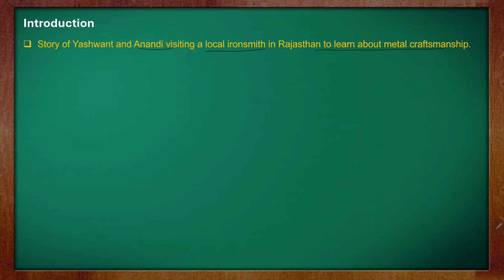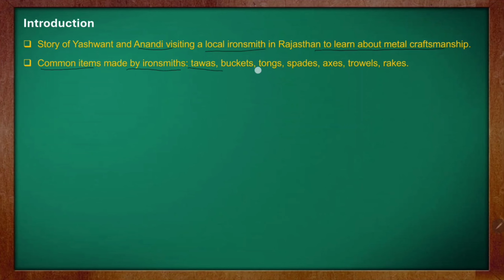Why? Because a project was assigned to them by their school. So in order to learn about the craft, they went to a craftsperson along with their grandfather. On going there they came to know that some common items made by ironsmiths were tawas, buckets, tongs, spades, axes, drawers and rakes. When they started talking with the ironsmith, whose name was Sudarshan, they came to know that the material used was mostly iron for tools and wood for handles.